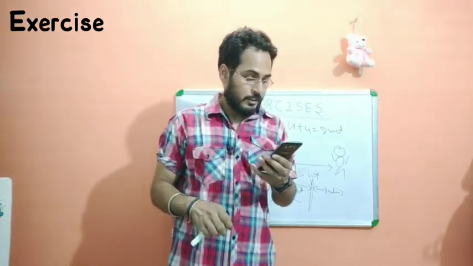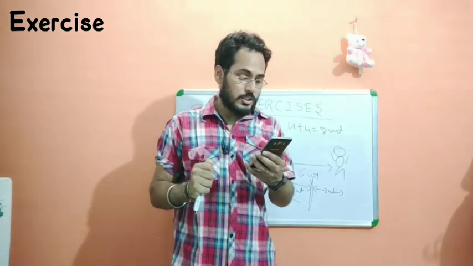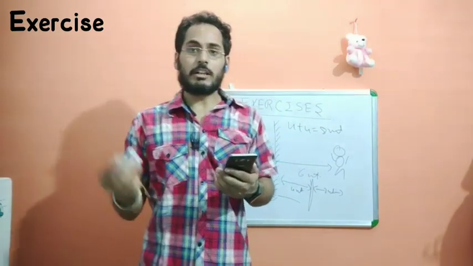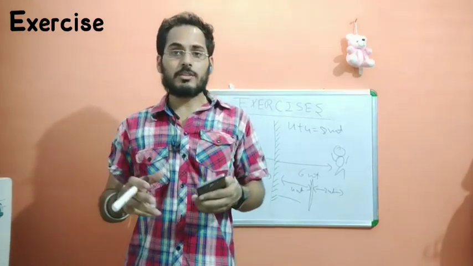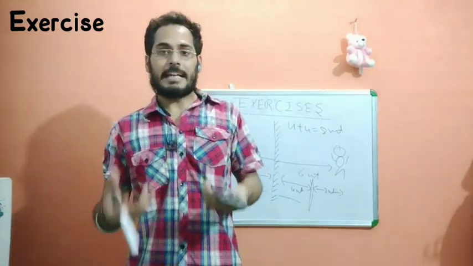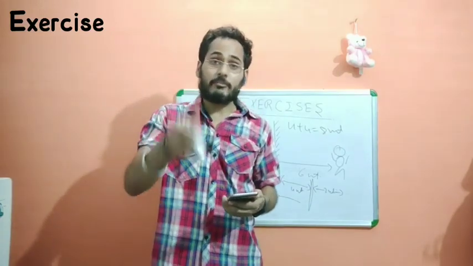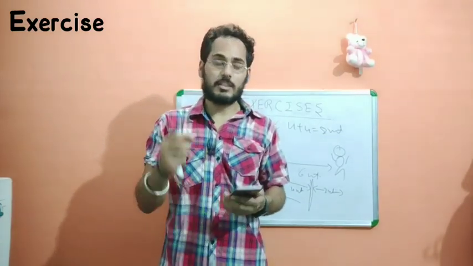Question 4: Mention 2 uses of a convex lens. You know the convex lens is a kind of converging lens. So we can use it in a microscope and in a telescope. In a magnifying lens also we can use this kind of lens.